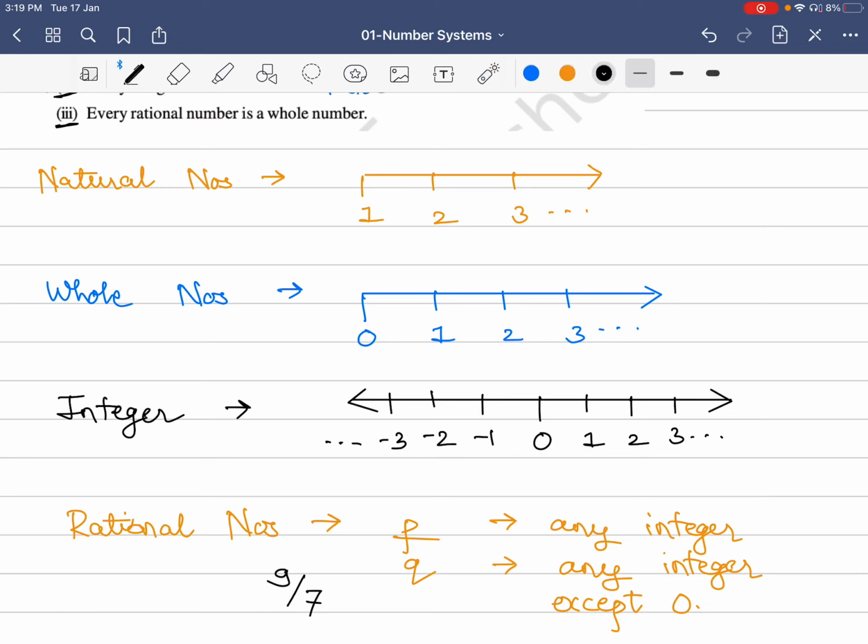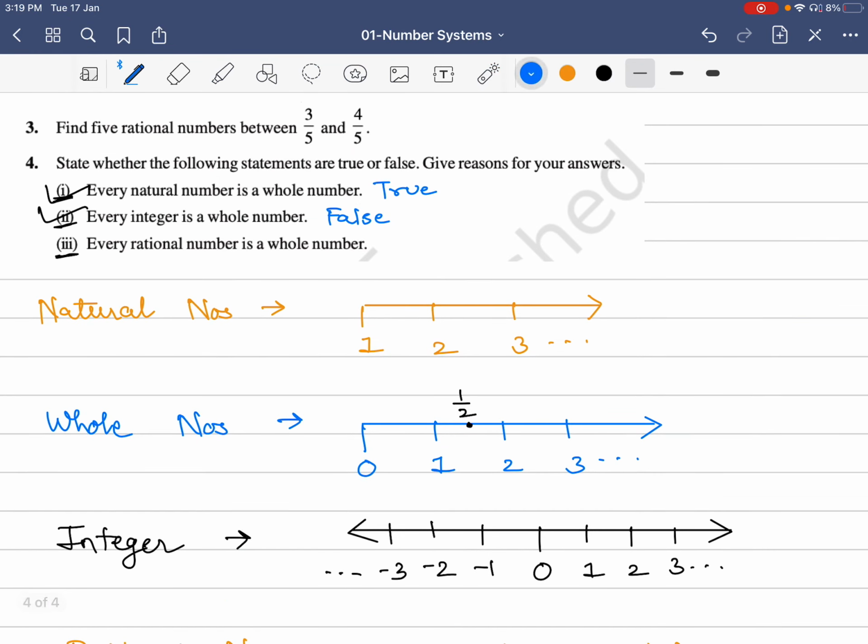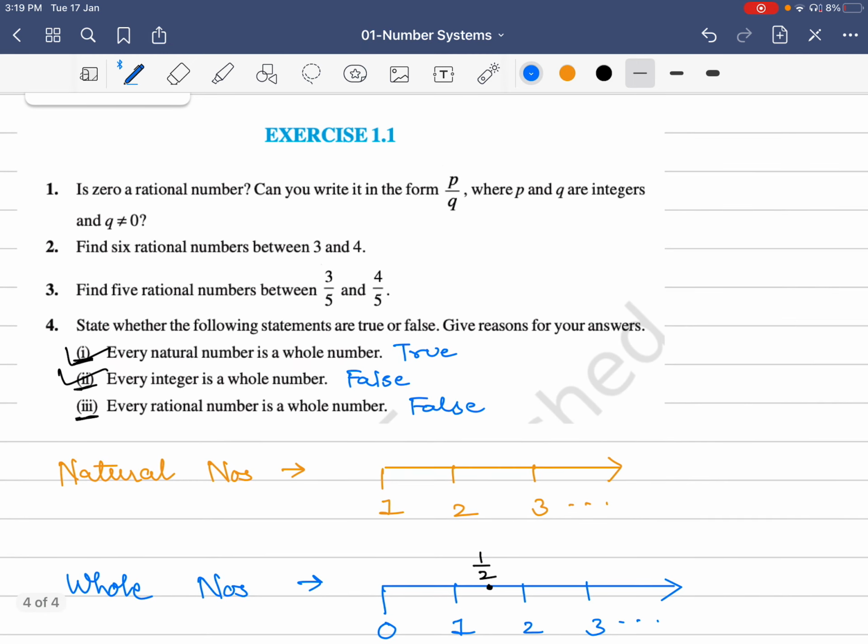Let's take another simple example, 1 by 2. We all know that 1 by 2 will come somewhere in between 0 and 1. However, we don't represent 1 by 2 on the whole number line. After 0 the set of whole numbers has 1, and after 1 it directly has 2. 1 by 2 is never present on the number line. So the statement that every rational number is a whole number is false. I'm going to mark this as false. So this is how we have solved all the 4 questions from exercise 1.1.